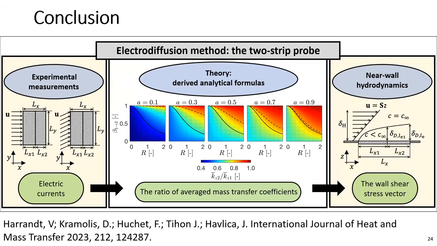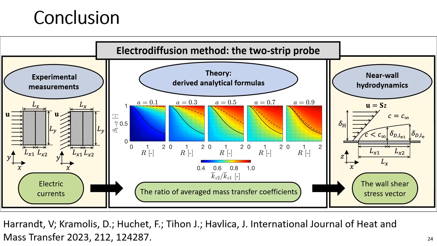If I should recapitulate it all, a new theory for the electrodiffusional measurements was derived for the case of a two-segment strip measuring row. The following procedure shows how to obtain the wall shear stress vector topology. From experimental measurements, we obtain the values of electric currents, which, on the basis of Faraday's law of electrolysis, can be calculated into the mass transfer coefficients.